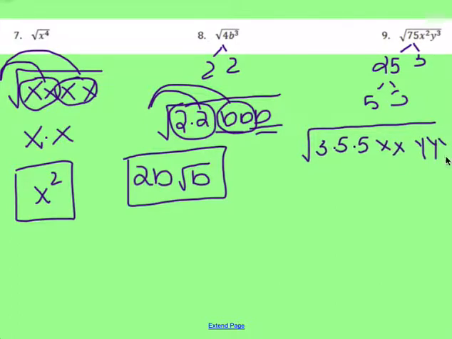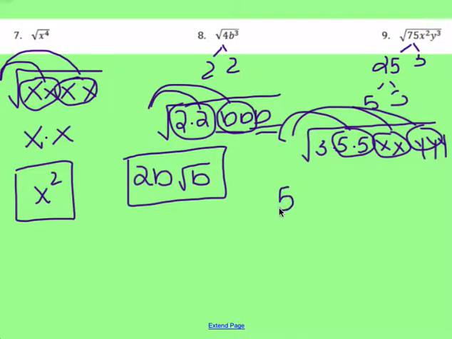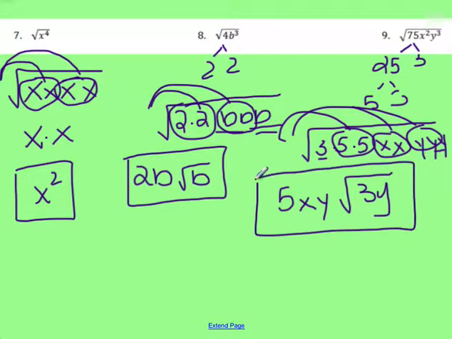So now I'm going to go ahead and find my pairs. I have 1 pair of 5's, 1 pair of x's, and 1 pair of y's. Each of those pairs is going to come out as 1. So I'm going to have a 5 on the outside, an x on the outside, and a y on the outside. Then left underneath my radical, I still have a 3, and I also have a y. So this right here is my final answer for number 9.